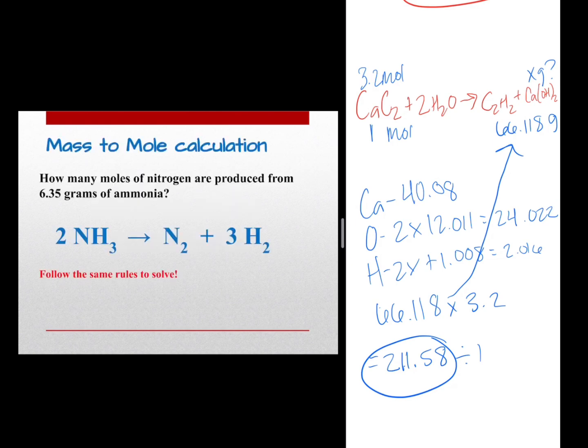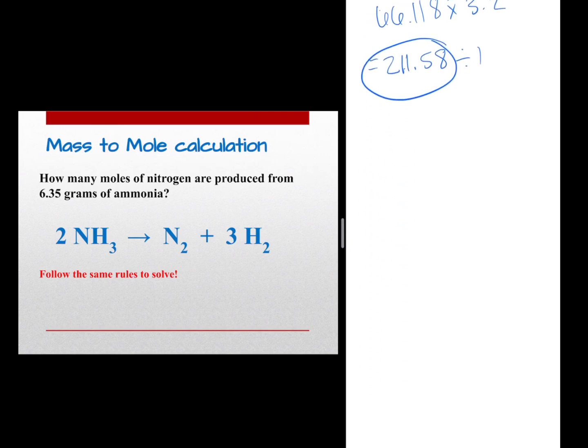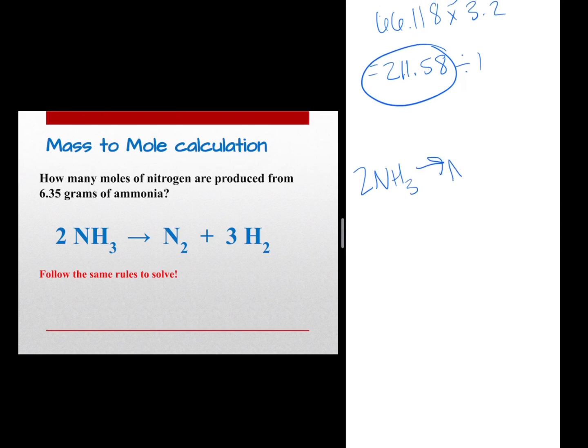Okay, so here's more mole to mass calculations. How many moles of nitrogen are produced from 6.35 grams of ammonia? So you guys should try to do this one on your own. If you need to pause the video, that would be great. And then you can check your answers with mine.